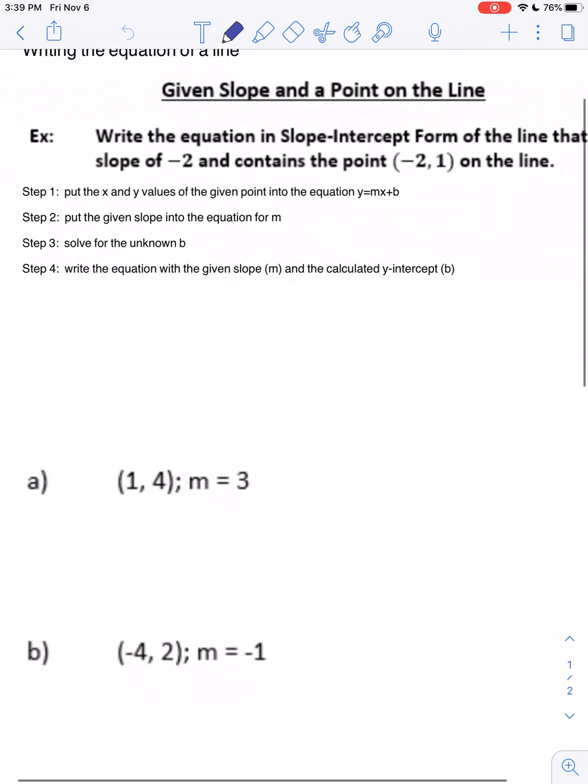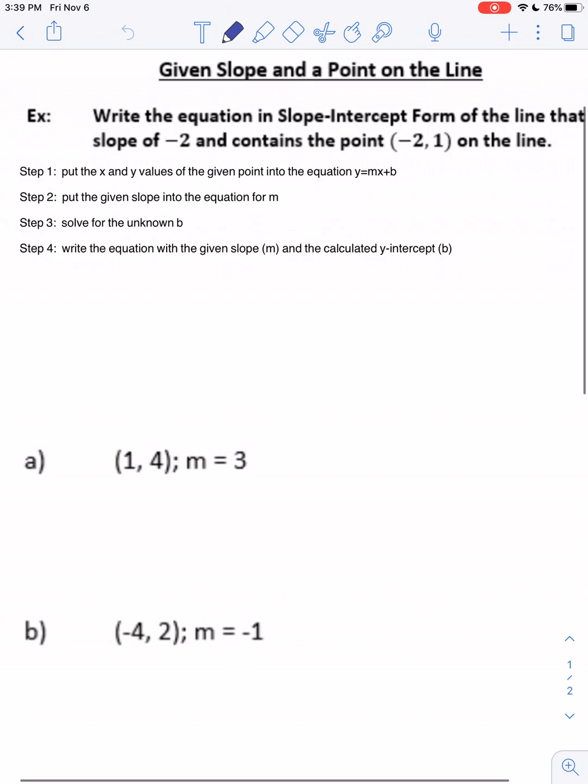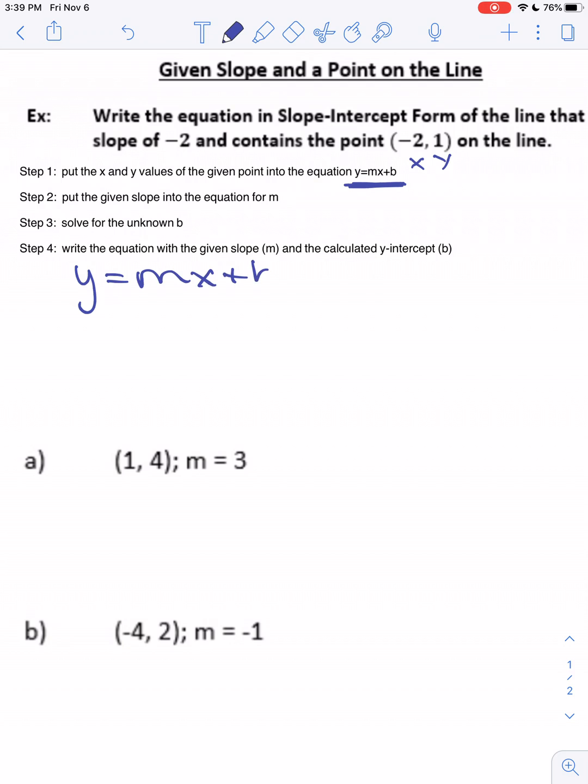So the first thing I'd like you to do is take the x value and the y value and put it into y equals mx plus b. So I'm going to replace, let me write that a little bigger so you can see it. In place of y, I'm going to put the 1, my y value. In place of the x, I'm going to put the -2. That's step 1.